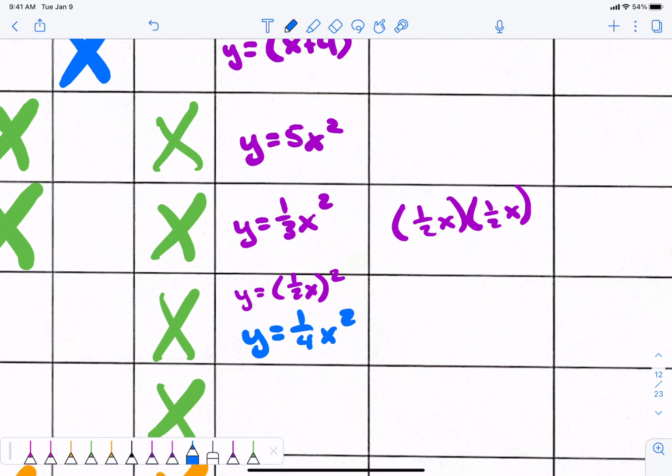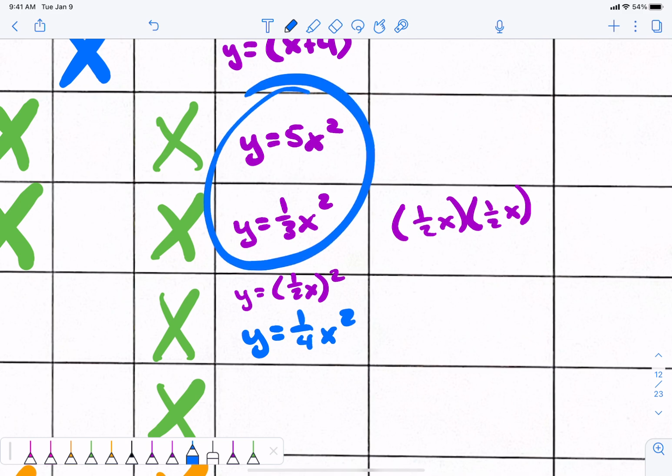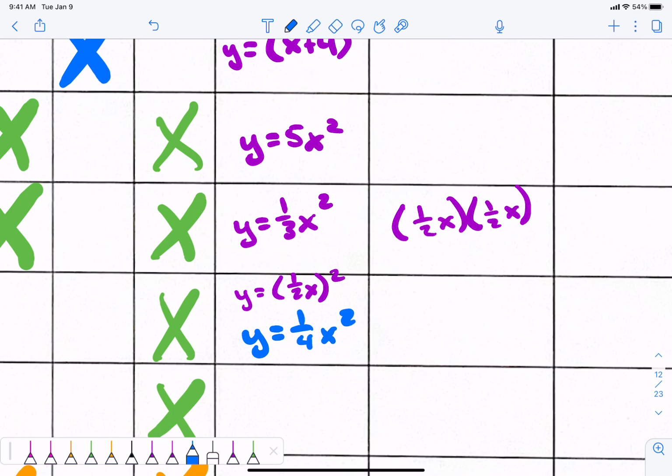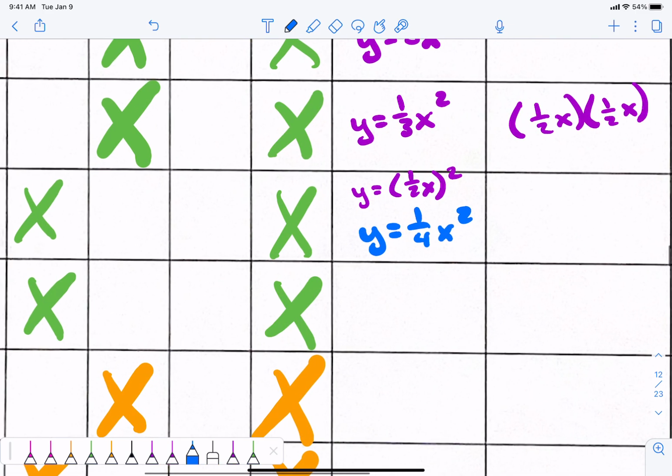So there is a little bit of a difference between vertical, which is these two, and horizontal. You have to square the number also, and then it ends up without the parentheses. Yes.